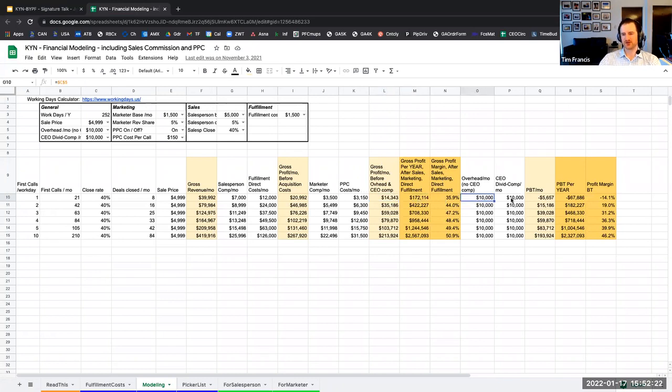Then we pay the CEO 10 grand. I'm sorry, overhead of 10 grand, and pay the CEO 10 grand. We're actually losing 56, 57 a month, or $70,000 a year. So this model doesn't work under these assumptions if we're only booking one first call.